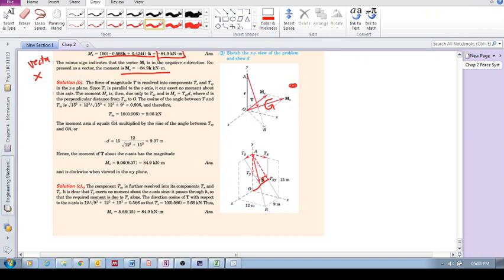Then in solution C, so please make sure you go through this, they take one step further and break that force up into x and y components. You can see only T_x causes a moment about the z axis, because T_y passes through the z axis and T_z is parallel to it, so T_x is the only force that causes a moment about z. Okay, I hope that wasn't too confusing.